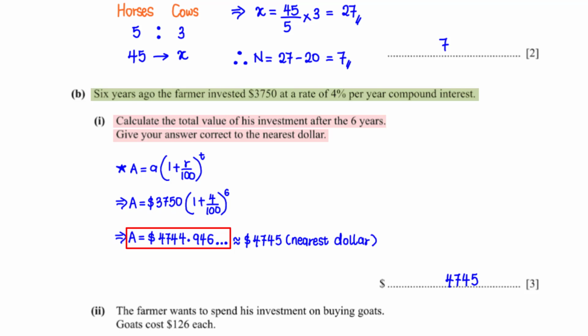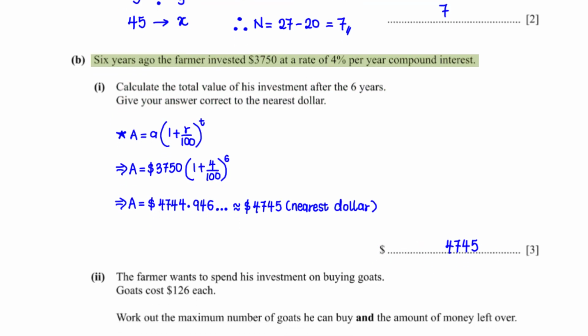We need to round this number to the nearest dollar. So we look at the number just before the decimal point, which is 4. The number after 4, which is 9, is greater than 5. So we add 1 to 4 and make all the numbers after 4 0. And so our final answer becomes $4,745 rounded to the nearest dollar.